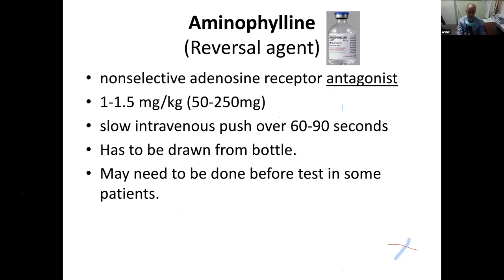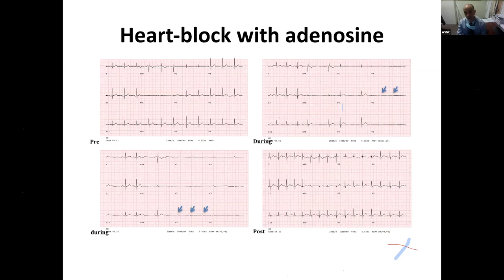And often in patients in whom you suspect, or who had a previously described reaction with the vasodilator, you could draw the aminophylline before and have it ready before you conduct the test. With adenosine or regadenoson, you could see conduction abnormalities. This is an example of a patient who received adenosine. You could see on the pre-test EKG that there were no significant conduction abnormalities. Maybe the PR interval was a little prolonged, but otherwise the QRS was narrow.